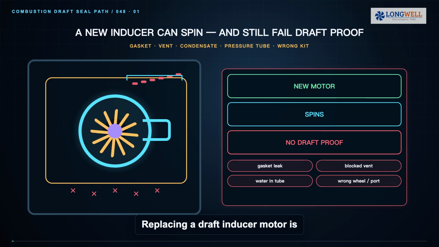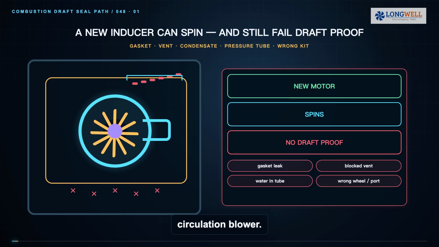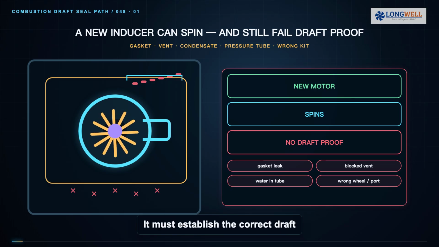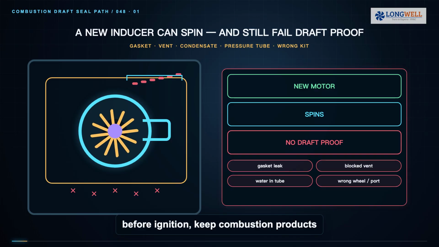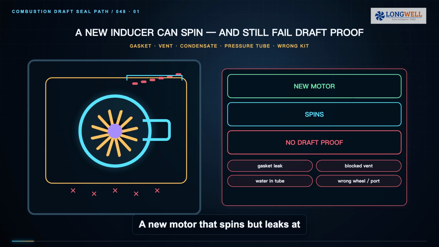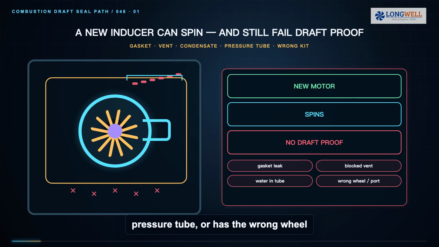Replacing a draft inducer motor is not the same as replacing the furnace circulation blower. The inducer works on the combustion and venting side. It must establish the correct draft before ignition, keep combustion products moving through the heat exchanger and vent, and preserve sealed condensate and pressure sensing paths. A new motor that spins but leaks at the collector box, traps water in a pressure tube, or has the wrong wheel and port geometry can still fail the pressure switch test and can create a dangerous combustion problem.